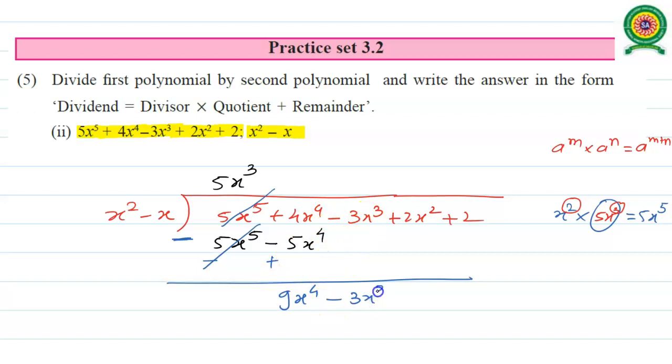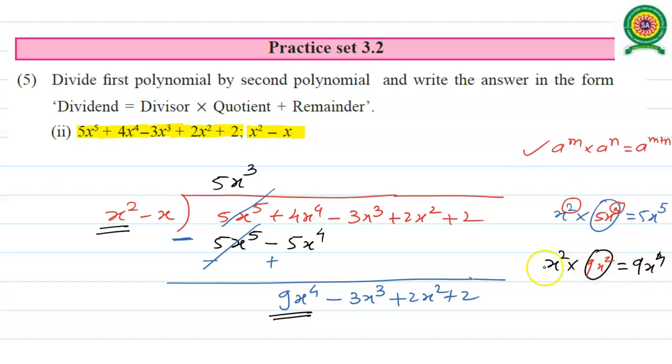Remaining terms as it is, minus 3x cube plus 2x square plus 2. Now what will happen? We have x square and we will require 9 times x raised to 4. So x square into some value to get that 9x to the power 4. Everyone knows x square into x square becomes x raised to 4, as 2 plus 2 becomes 4 as per the rule of indices. And 9 ones are 9, so 9 ones are 9, x square into x square we have x raised to 4.